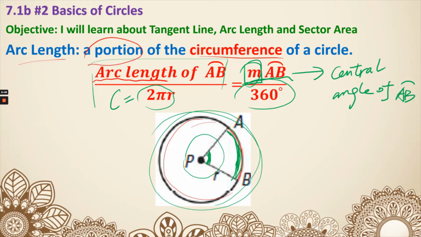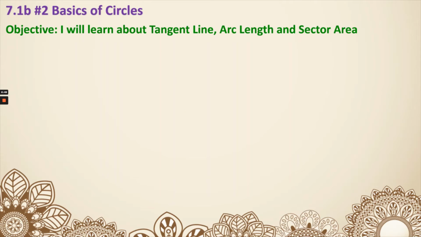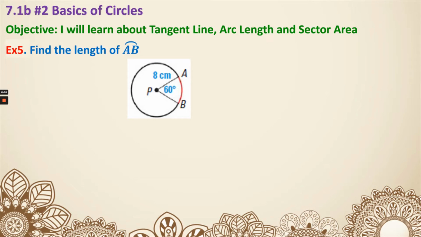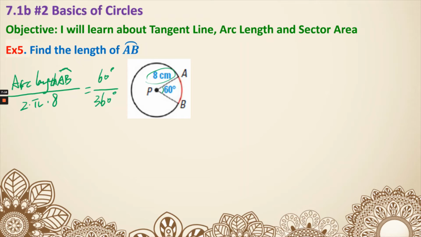Now let's see how we can actually use that. Example 1, find the length of AB. AB is arc length, so we're going to set it up. Arc length AB compared to the circumference of the circle, which is 2 pi r. So 2 times pi times our r, which is 8. That is going to be the same as the central angle, which is 60 degrees, compared to the whole circle, which is 360 degrees. If you want to solve that, the circumference is going to be 16 pi, so we're going to multiply 16 pi on both sides.